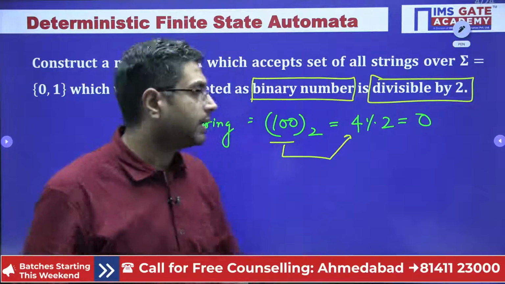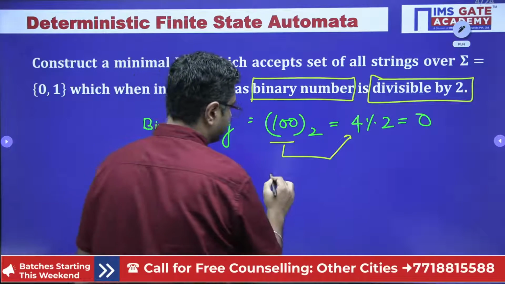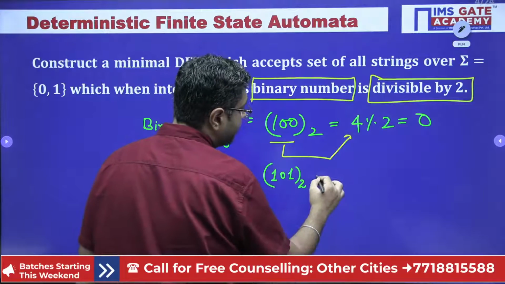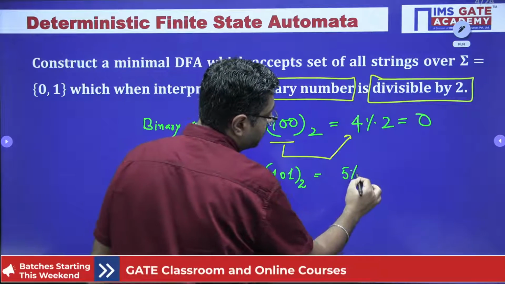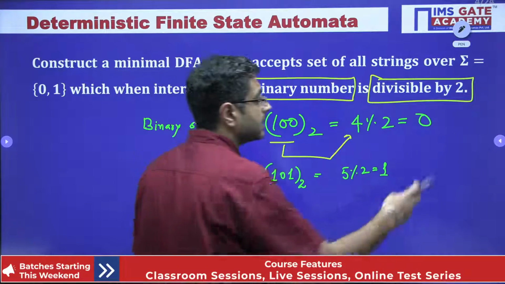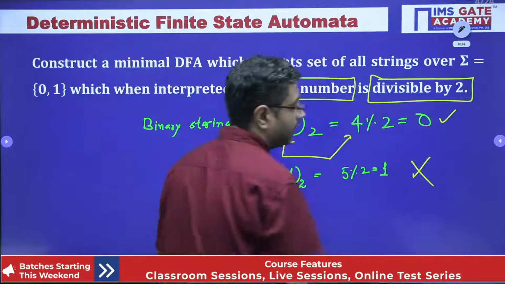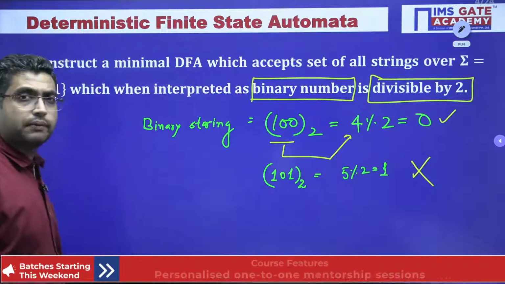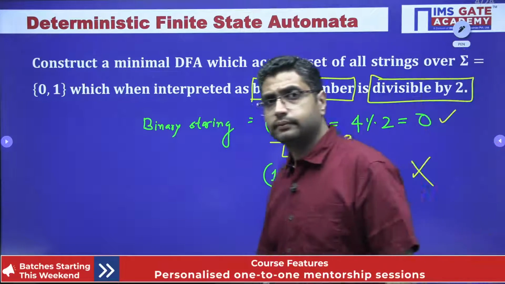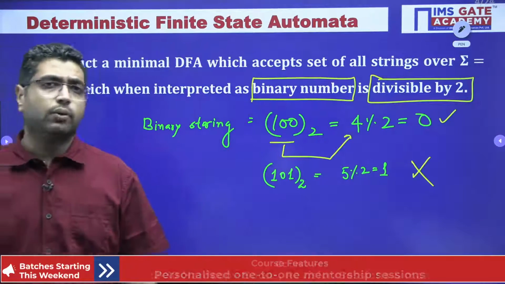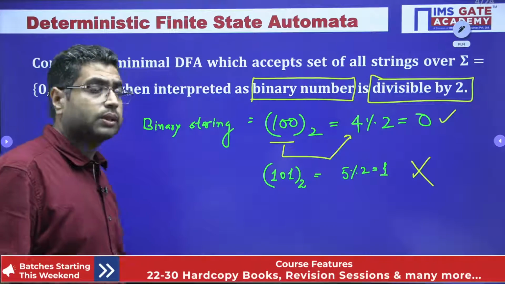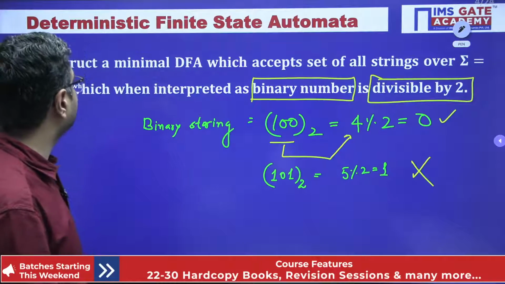Now let's take one more example. Let's say my binary string is 101. In this case, what I will get is 5. 5 modulus 2 is nothing but 1. So it is not divisible. So this is accepted and this is not accepted. Is this point making sense to everyone? So you have two cases over here. Now you have to draw the DFA to see what the final DFA will be.